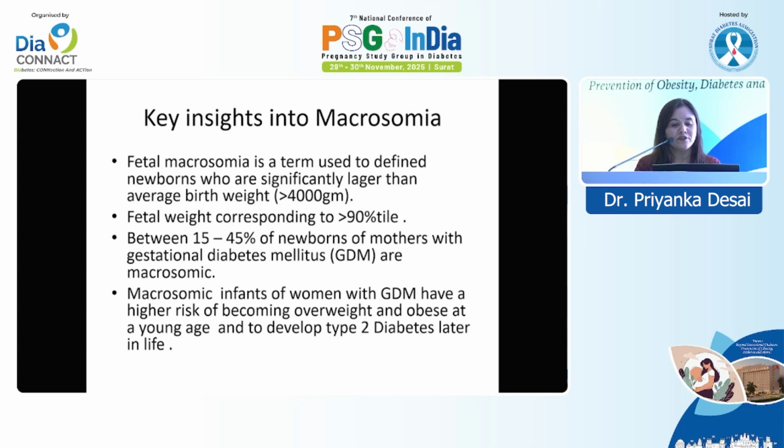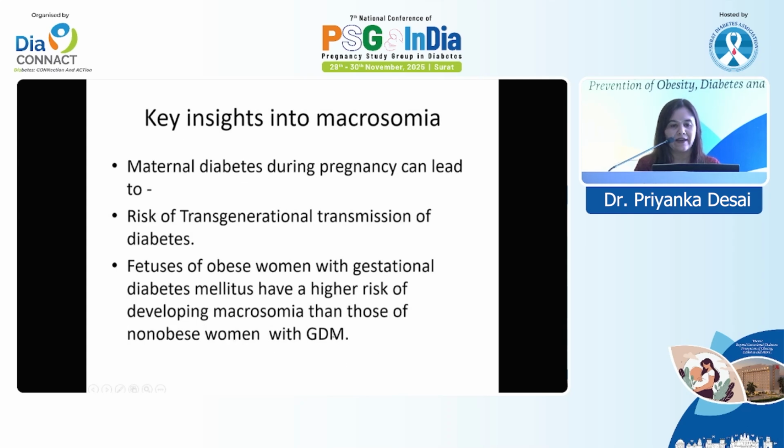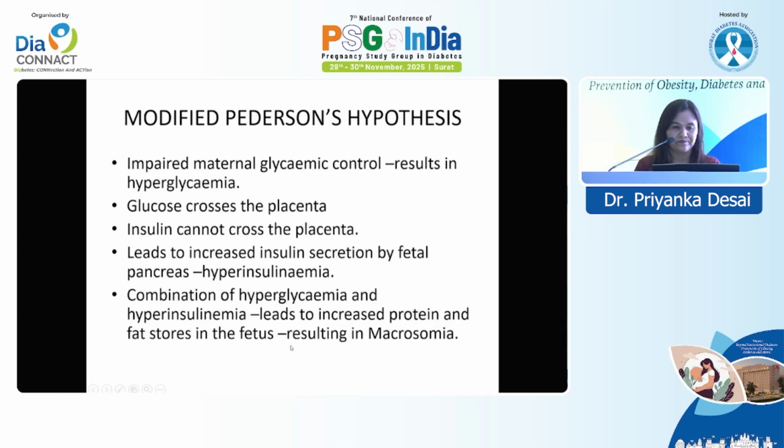And it is important to note that macrosomic infants of women with GDM have a higher risk of becoming overweight and obese at a young age and developing type 2 diabetes later in life. Maternal diabetes during pregnancy can also lead to the risk of transgenerational transmission of diabetes. Also, fetuses of obese women with GDM have a higher risk of developing macrosomia than those of non-obese women with GDM.